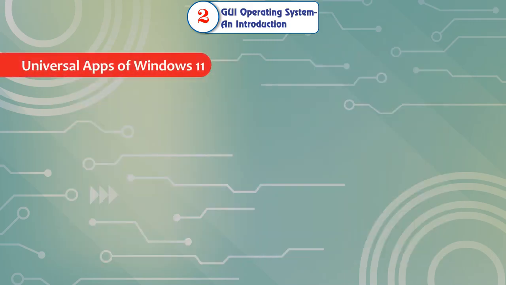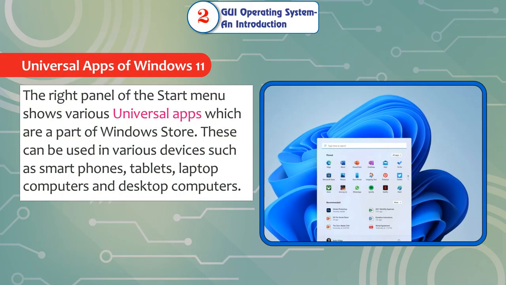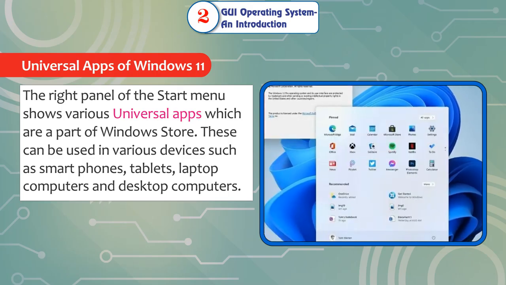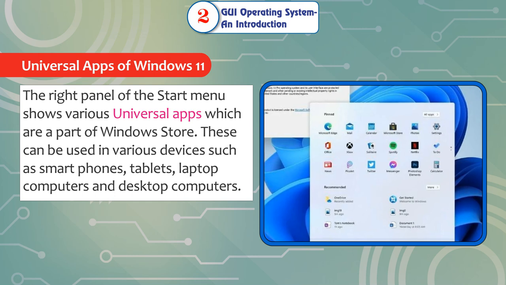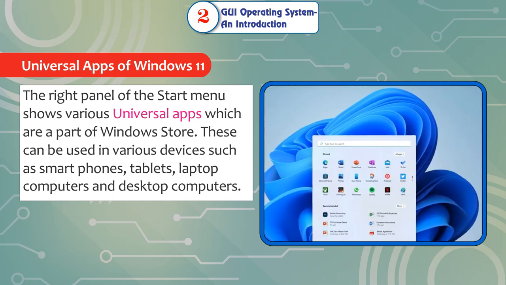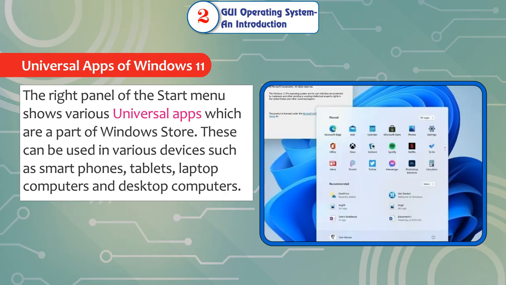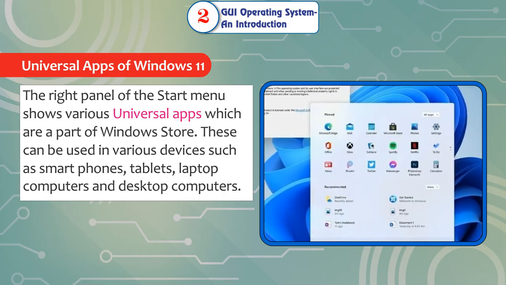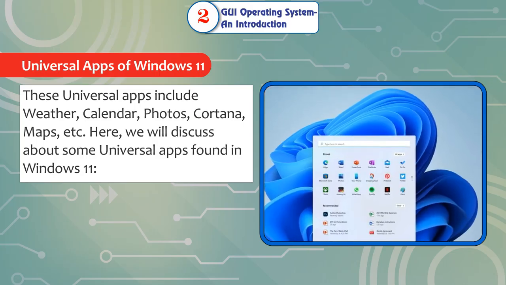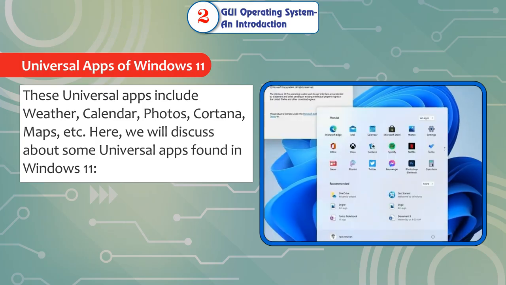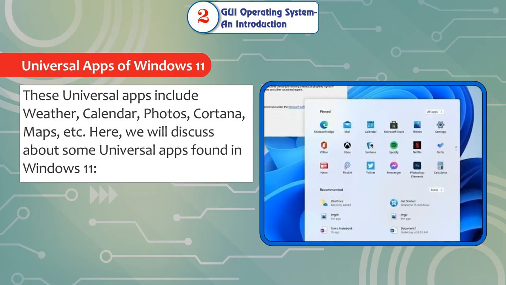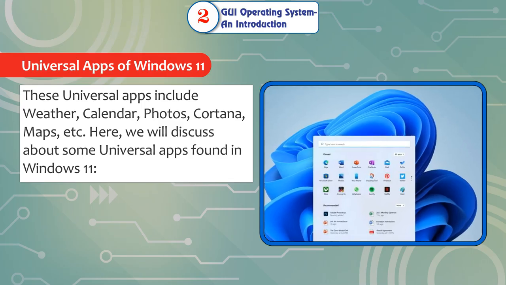Universal Apps of Windows 11. The right panel of the Start menu shows various universal apps which are a part of Windows Store. These can be used in various devices such as smartphones, tablets, laptop computers, and desktop computers. These universal apps include Weather, Calendar, Photos, Cortana, Maps, etc. Here, we will discuss some universal apps found in Windows 11.